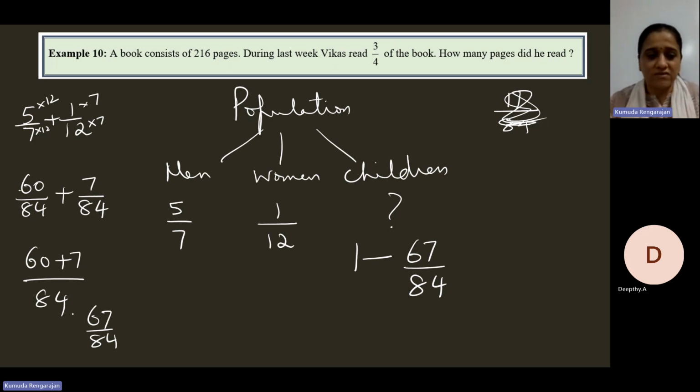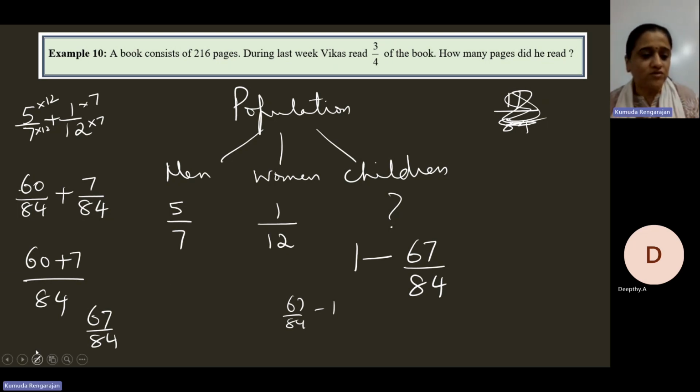So you understand this, 67 by 84, right? Now to find the fraction of children, the total is 1 first. Now don't think 67 by 84 is big, so 67 by 84 minus 1. No, no, no. The total is 1. The entire thing is 1. And in that 1, the fraction 67 by 84 is made up of men and women.